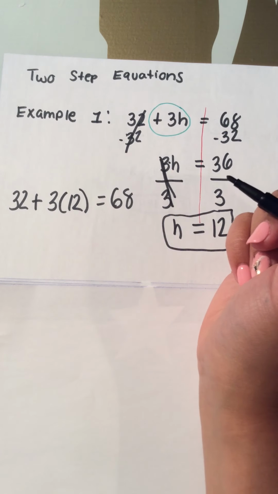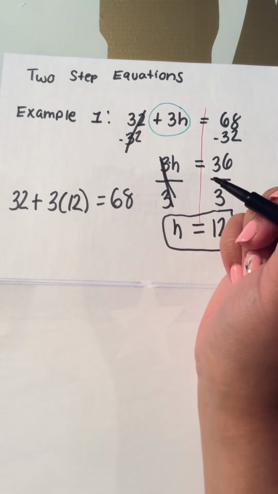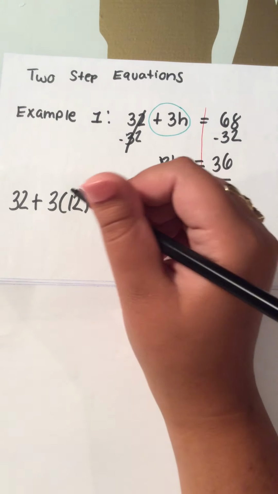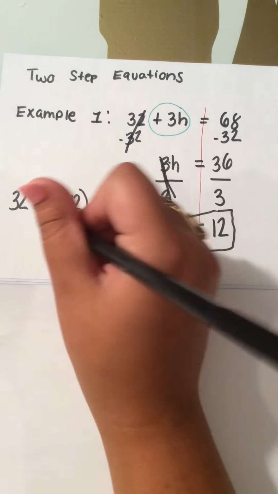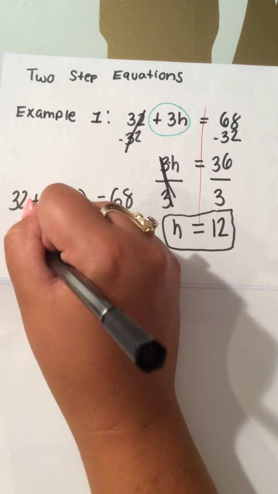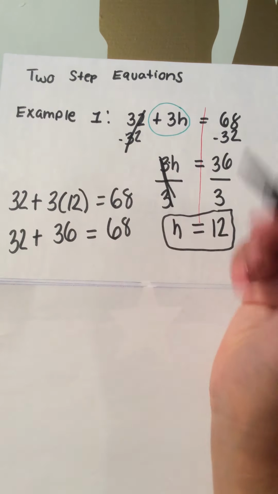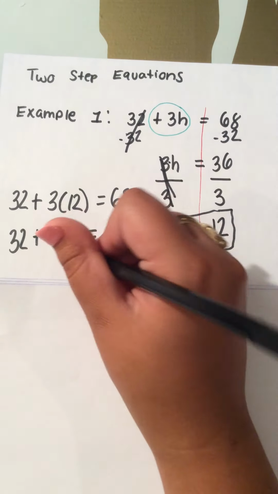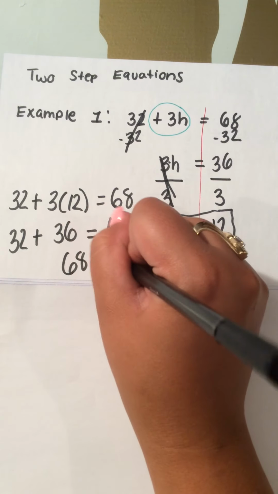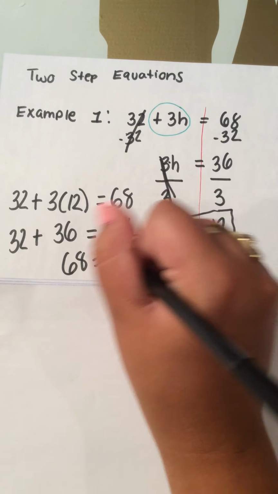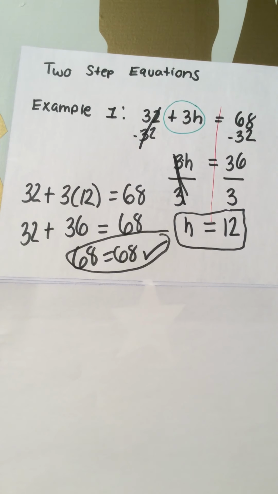Now we're going to use our order of operations, so I'm going to multiply first. 3 times 12 is 36. Now remember, I have that 32, I didn't do anything with it. 32 plus 36 is 68, does equal 68. Okay, so it checks out. h does, in fact, equal 12.